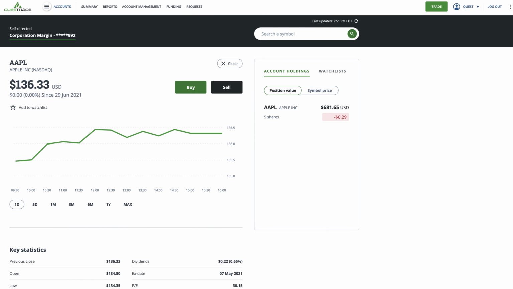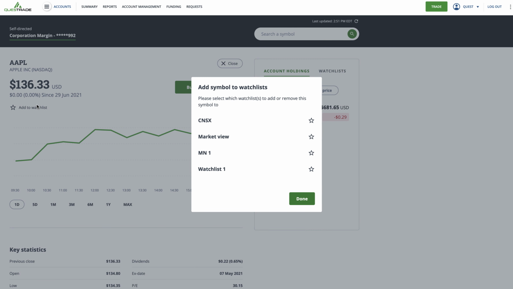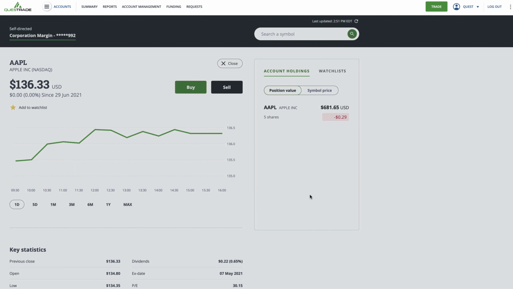or ETF. This includes the ticker symbol, the company's full name, the exchange it's traded on, and its current stock price. It also shows the dollar amount and percentage that the price has either gained or lost over a certain amount of time. If this is a stock or ETF you want to keep your eye on, you can quickly add it to one of your watch lists by clicking the star button underneath the percentage.